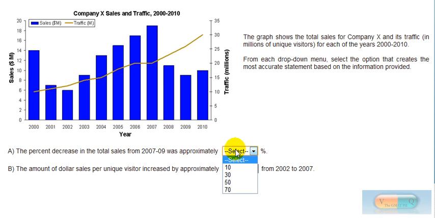So of these choices, which one's the closest? 50. There's nothing nearby like 52, 50, or 48. So you know 50 is the answer.